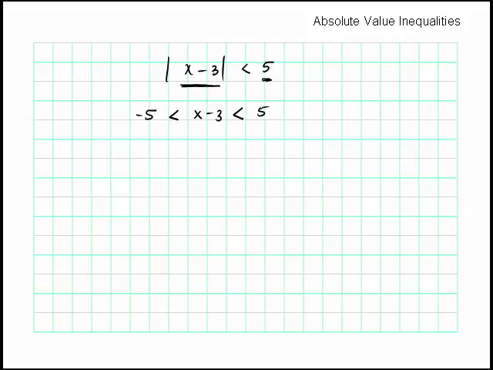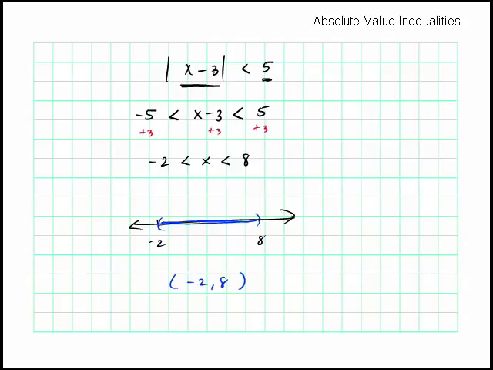Okay, now what I have to do is I need to solve that double inequality there for x. And that means I need x by itself in the center. So I've got to add 3 to each part here like that. And I get x is between -2 and 8. Those are my solutions, all the numbers between -2 and 8. On the ends we want here parentheses. Parenthesis -2 to 8 parenthesis.